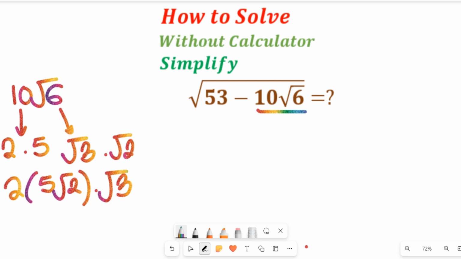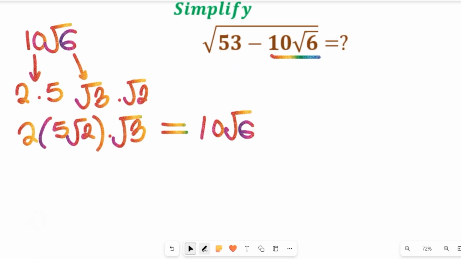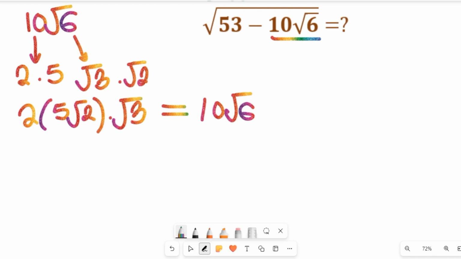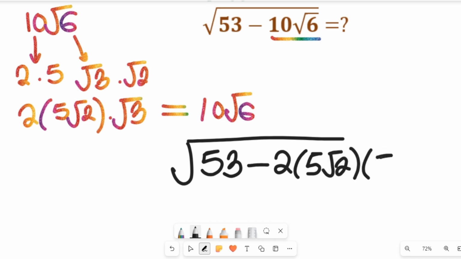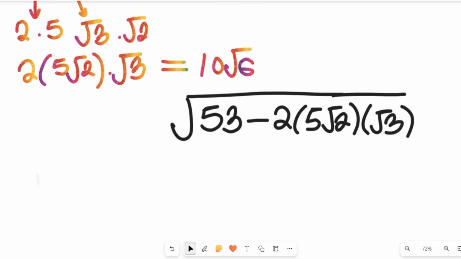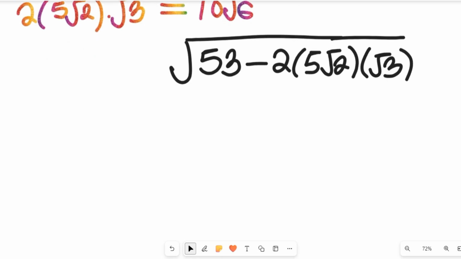So that simply tells us that this expression can replace 10 root 6. If we do that, the expression becomes the full root of 53 minus 2 multiplied by 5 root 2, multiplied by root 3. Great. Now, having done that, we are still going to simplify further, because we are asked to simplify further.